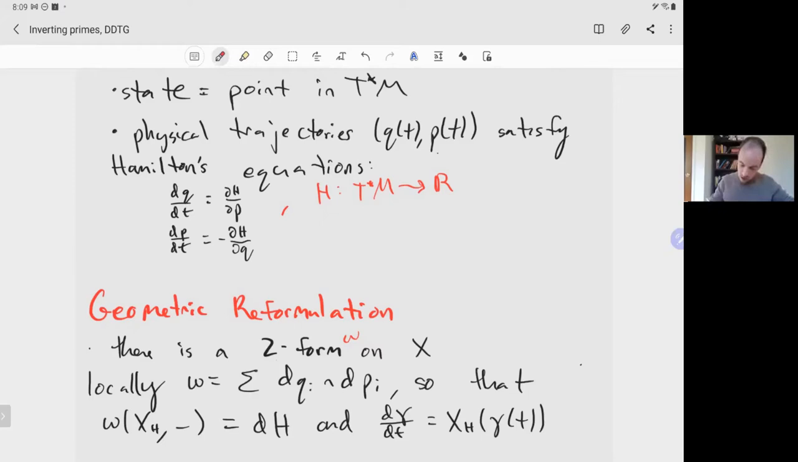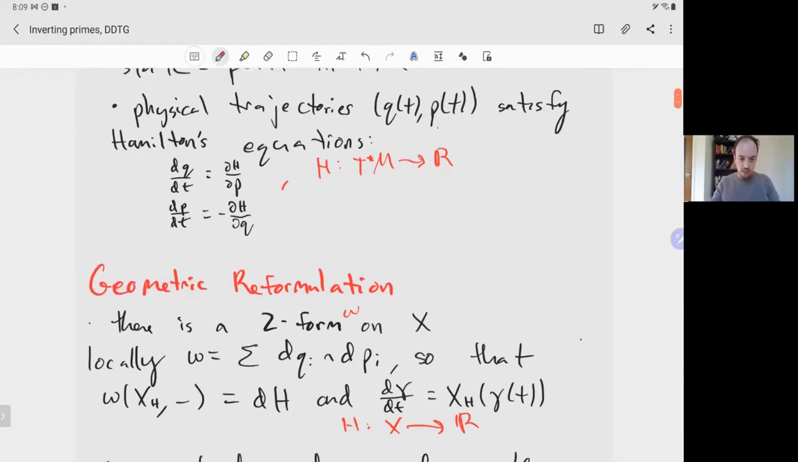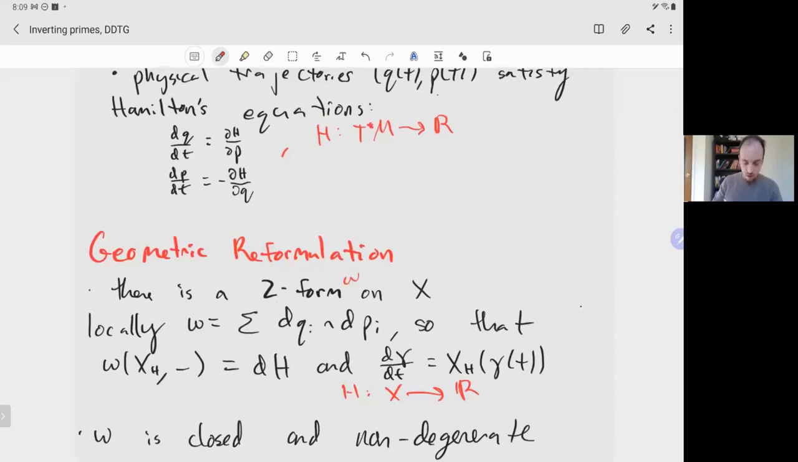They are the gradient. So we have a path gamma, and the derivative of gamma is a vector field X_H, where H is a function from X to R, and this X_H is a vector field determined by the condition that when you contract it with the symplectic form, you get dH. So if you follow this through, you see that you get Hamilton's equations. And the condition that this form has locally these coordinates implies that it's closed and non-degenerate.